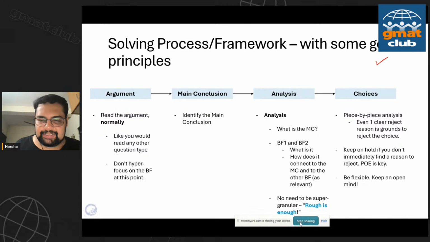Let me stop sharing then. My point is the argument is not supporting it, which is the red flag, and E is clearly a better choice. That's the idea. But good, Jack. That's a fantastic question.